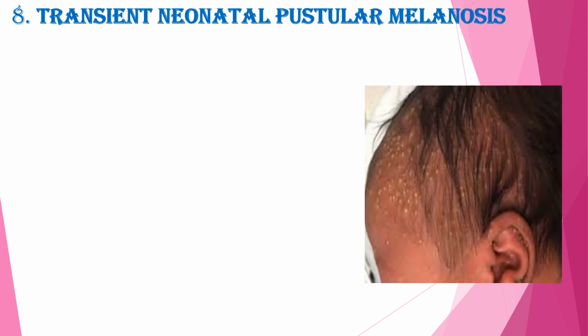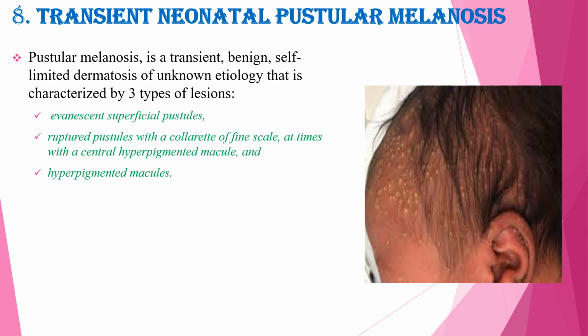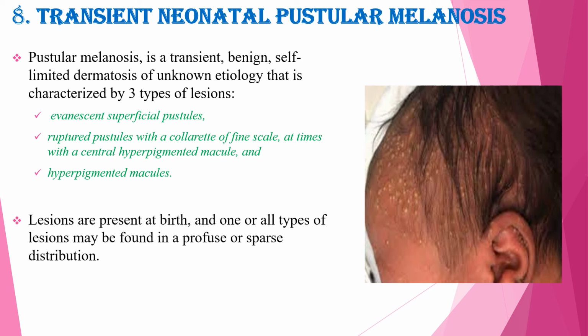The other is transient neonatal pustular melanosis. Pustular melanosis is a transient, benign, self-limited dermatosis of unknown etiology that is characterized by three types of lesion. Evanescent superficial pustules appear first, and this is followed by ruptured pustules with a collarette of fine scale, at times with central hyperpigmented macules, and finally hyperpigmented macules that persist for a few months. Lesions are present at birth, and one or all types of lesions might be found in a profuse or sparse distribution.